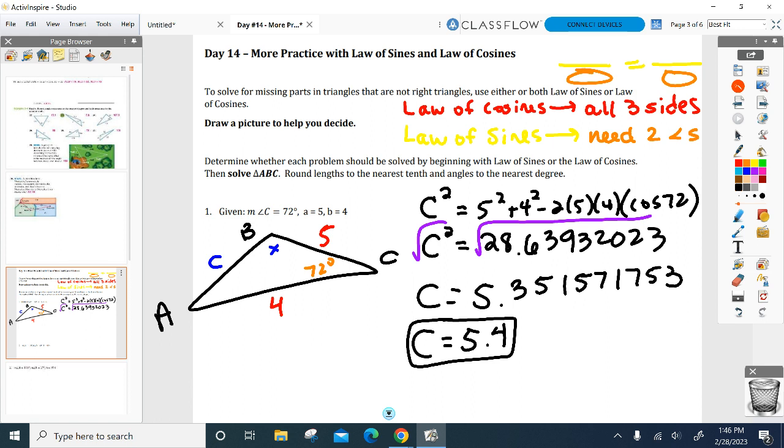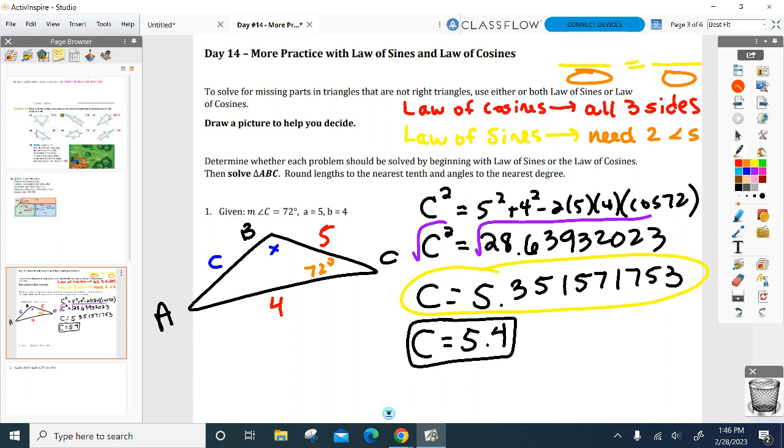Okay, here's the point I need to drive home with you. Since you're going to find more parts now, if at any time you need to use side C in your laws, you've got to use the non-rounded answer. Okay, so heads up there.